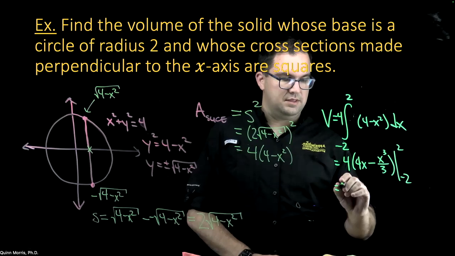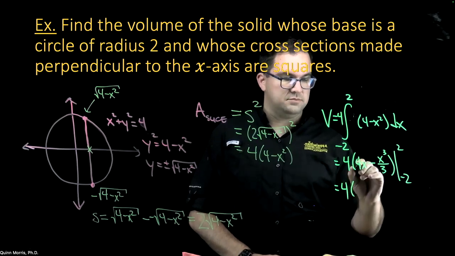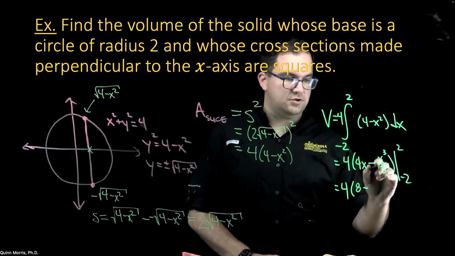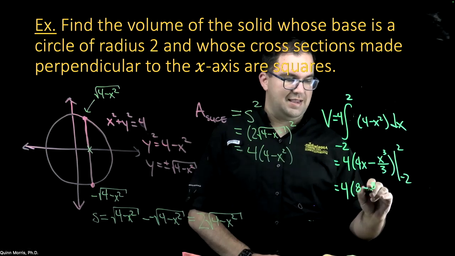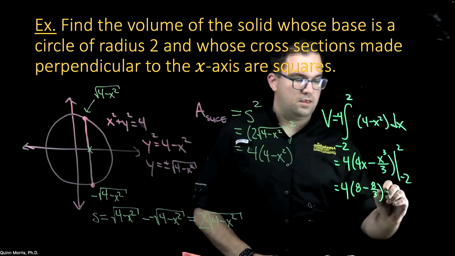And so what will this give me? When I evaluate at 2, that'll give me 4 times 2, which is 8, minus 2 cubed over 3, so that's 8 thirds. That's everything evaluated at 2.